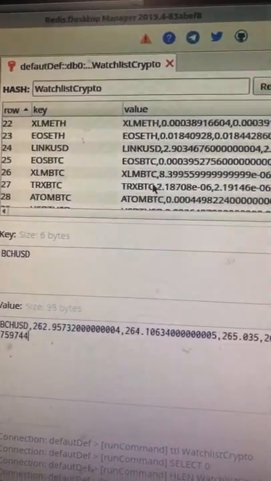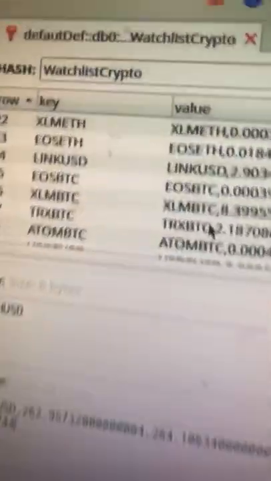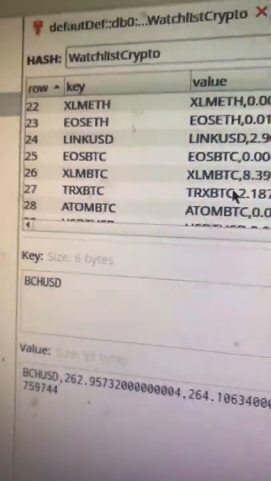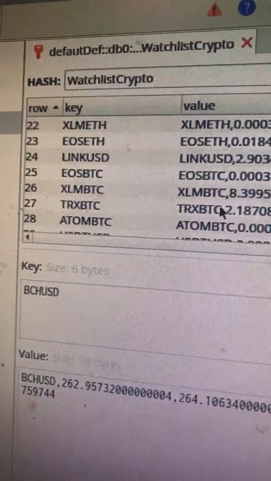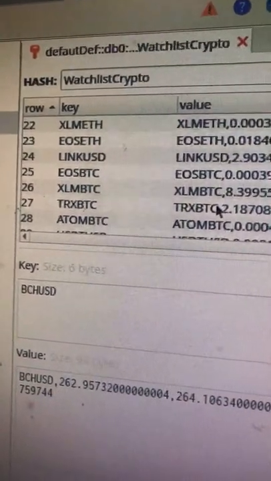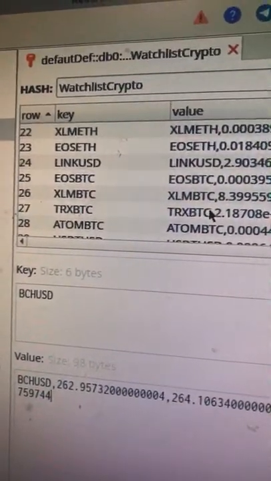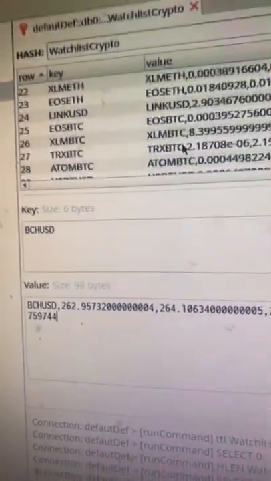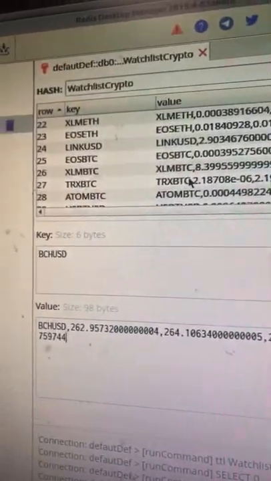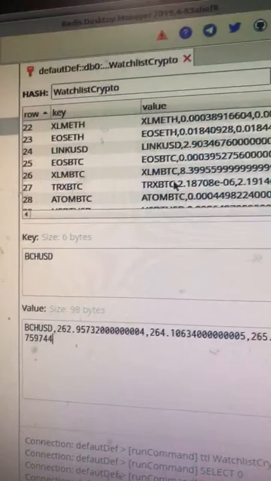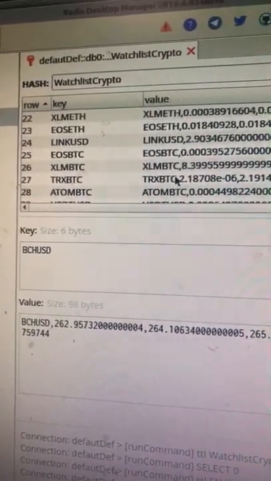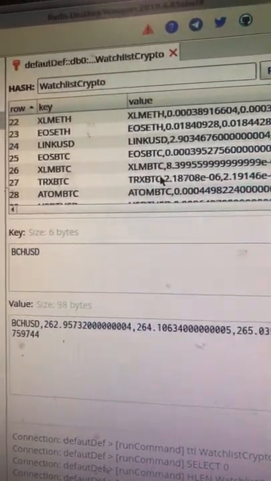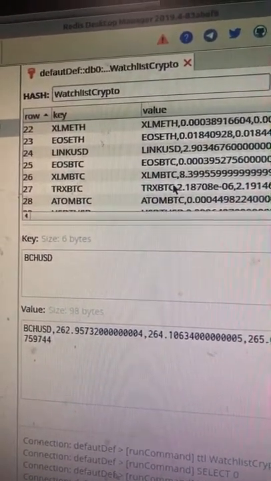So we have crypto against crypto. As an example, you can see EOS against Bitcoin, Link, which is Chainlink, against US dollar, Atom against US dollar, and Tron against Bitcoin. So these are two different markets, two different exchanges, but both Binance. One's Binance US, and one is Binance crypto against crypto. And I'm only in Bitcoin and Ethereum markets.